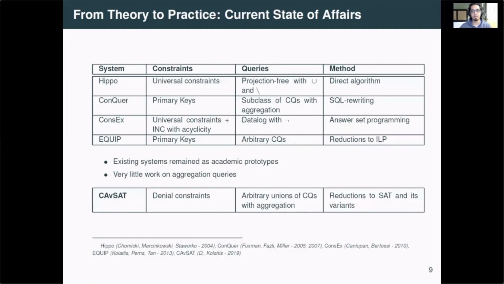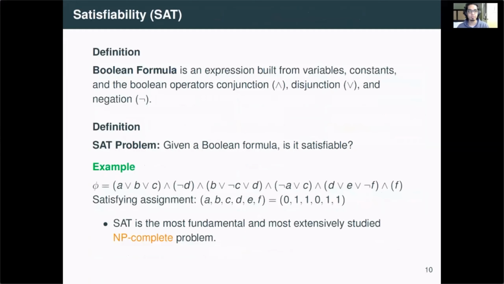So let me give a brief background on what SAT is. In propositional logic, a Boolean formula is an expression constructed using variables, constants, and Boolean operators. And the SAT problem is the problem of asking whether a given formula is satisfiable or not, meaning is there a truth assignment to the variables of the formula that makes the whole formula true? For example, here is a Boolean formula phi, and it is in fact satisfiable, and you can see the satisfying assignment: you can assign values 0, 1, 1, 0, 1, 1 to variables A, B, C, D, E, and F respectively, and that will make phi true.